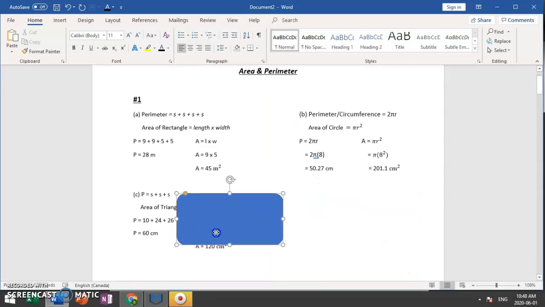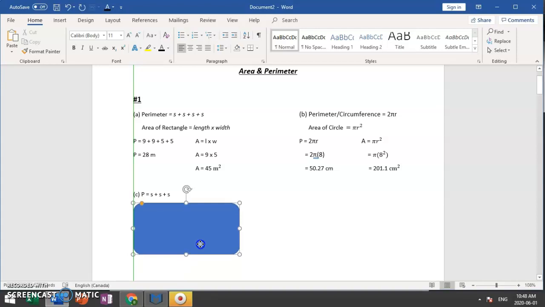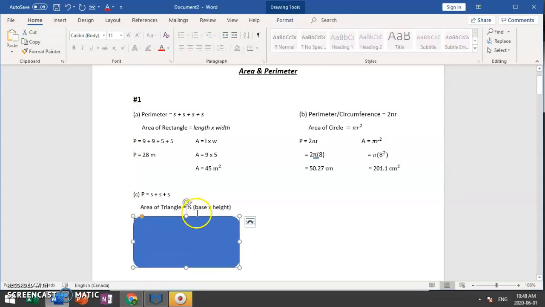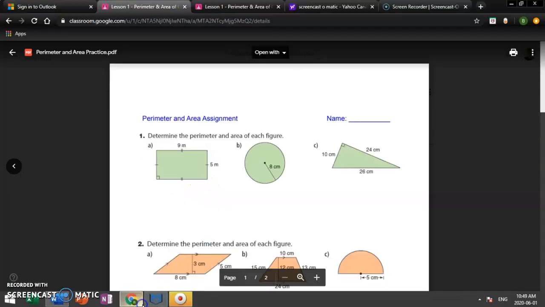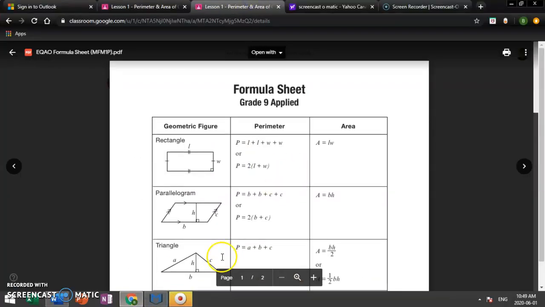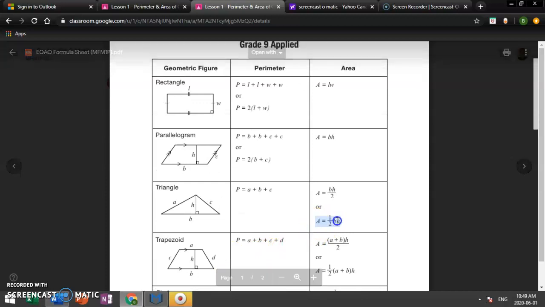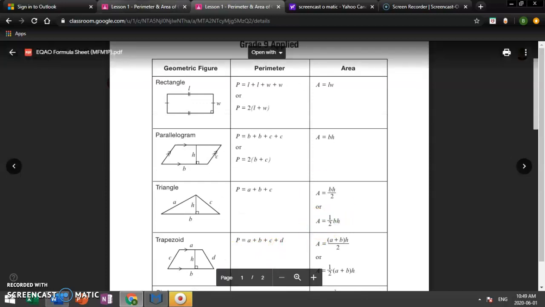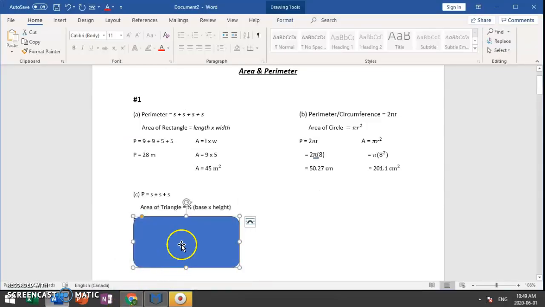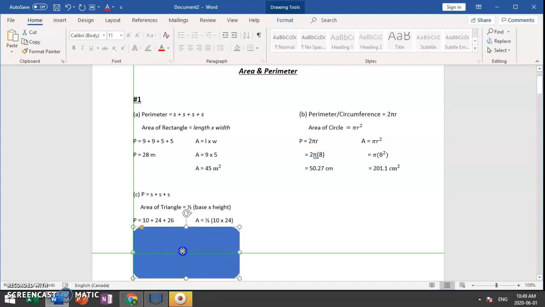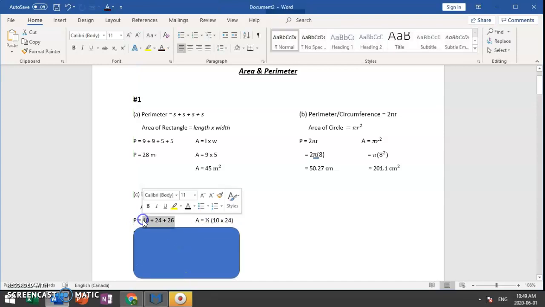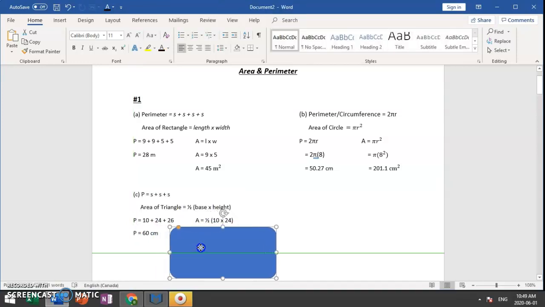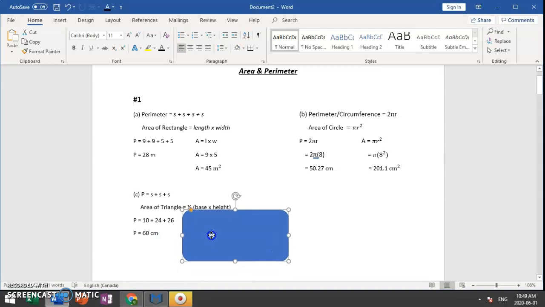And lastly, we have a triangle. Perimeter is just side plus side plus side. The area of a triangle is 1/2 base times height, as you see from our equation sheet right here. So you just got to take the equation from your sheet and start plugging some numbers in. We know our dimensions are 10, 24, and 26 from our diagram. Add those all together. 60 centimeters is the perimeter of that triangle.